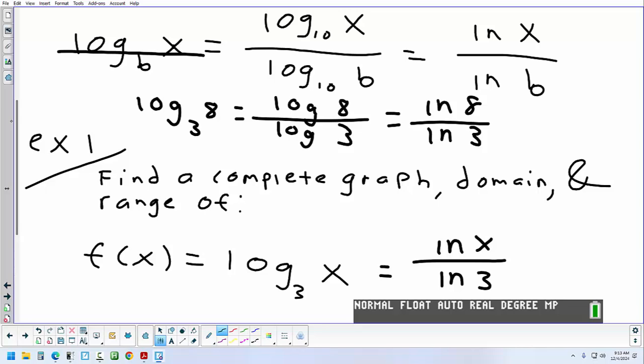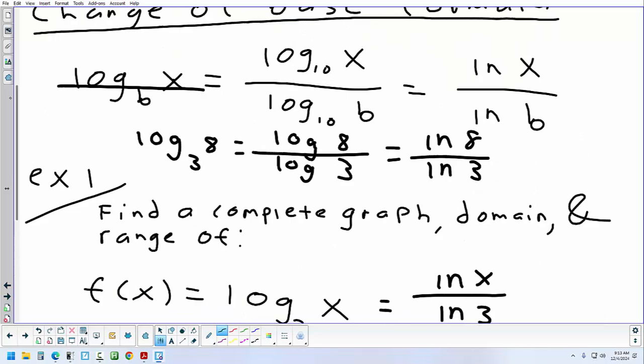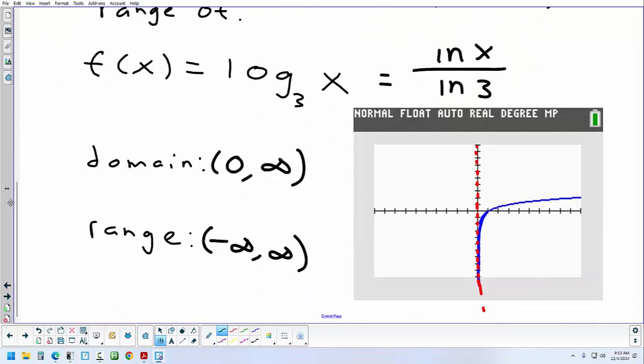Any question on the change of base formula? Okay.